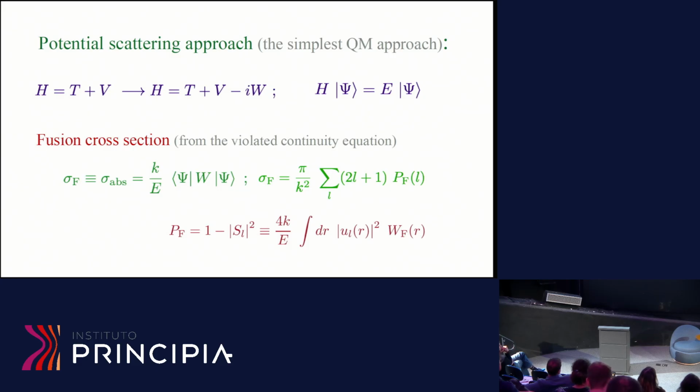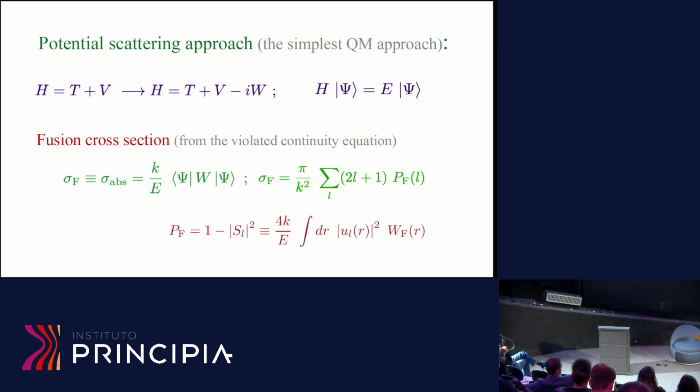Then one has to take into account the influence of fusion on the scattering wave function. And this is usually simulated by the inclusion of an imaginary potential in the Hamiltonian. When one does that, one loses unitarity, and the fusion cross-section can be evaluated indirectly because we do not describe the fusion process itself, but it can be evaluated by the lack of unitarity.